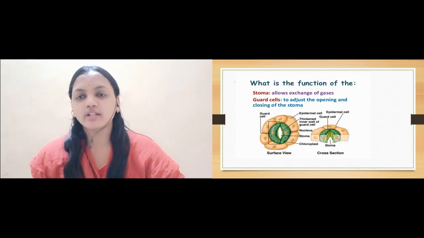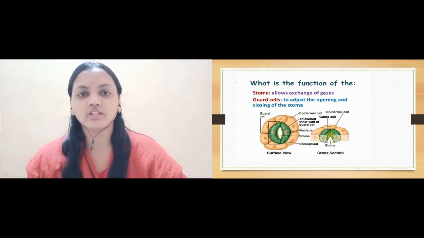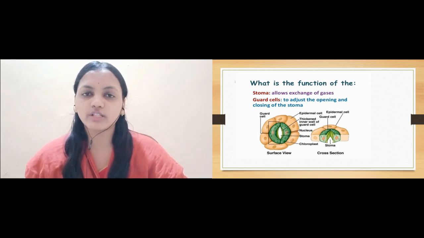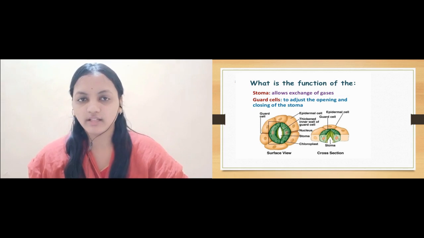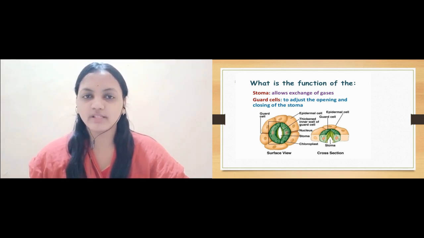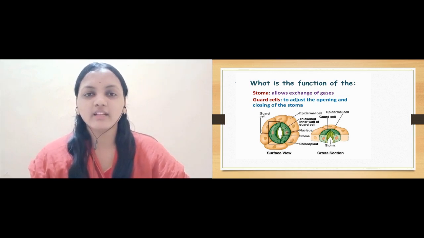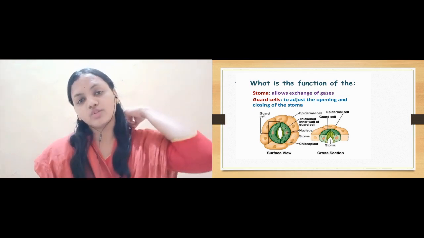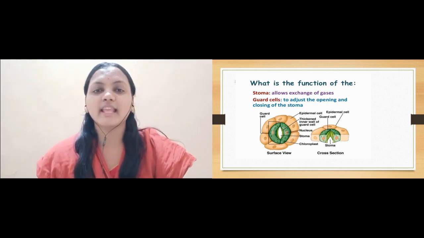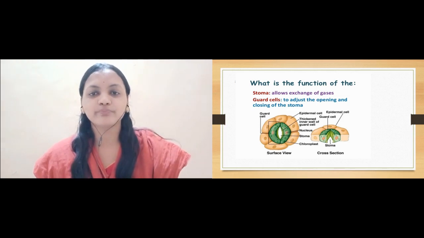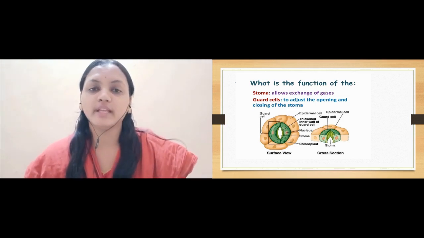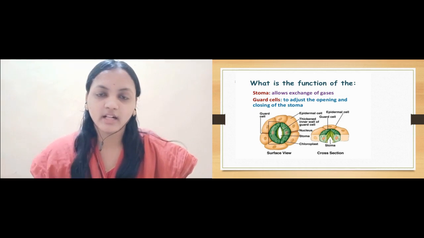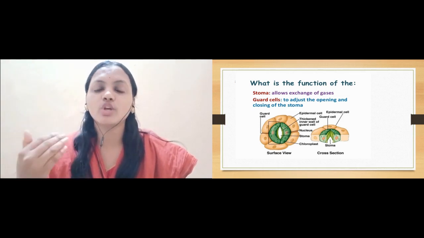As you know, stomata are present in millions on the leaf. They are present on the leaf base. They are present on the stems of tender, green plants. And these stomata, what function do they have? Stomata help in exchange of gases, that is, mainly they take in carbon dioxide and give out oxygen.